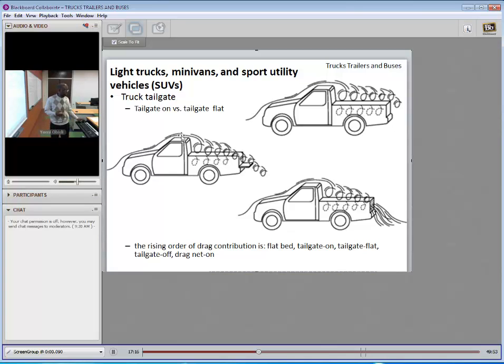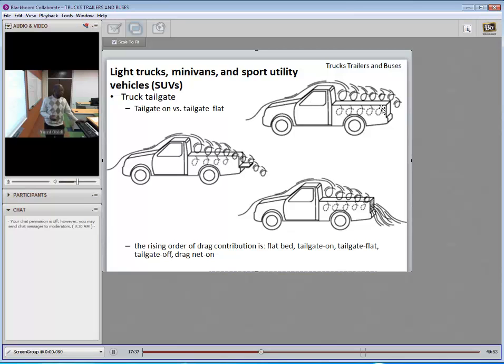In this case, the vehicle is going and the air comes over it. Here, you have the tailgate open. Okay, this is the tailgate open. This is the tailgate closed. This is a drag net put in. This is the most common scenario that we see all the time. So let's start with this.